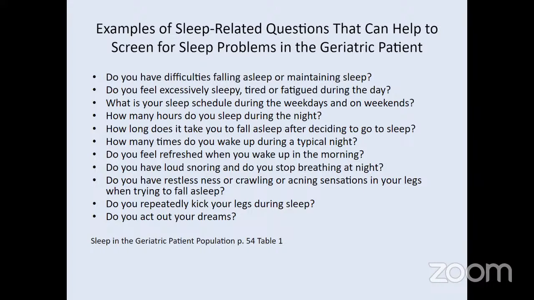Do you have restlessness or crawling or aching sensation in your legs when trying to fall asleep? This asks about restless leg syndrome, which is one of the causes of insomnia and impairment of sleep. Do you repeatedly kick your legs during sleep? And do you act out your dreams? The last two questions ask about sleep enactment disorders, and it's associated with mental disorders in the elderly, and it's linked with the increased risk of developing Lewy body dementia.